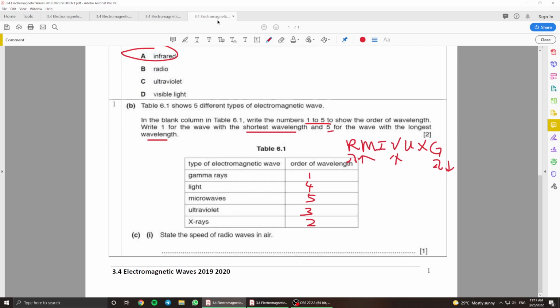And state the speed of radio waves in air. It is obviously going to be 3 times 10 to the power of 8 meters per second once again. Alright, and this is how you do all these questions here.